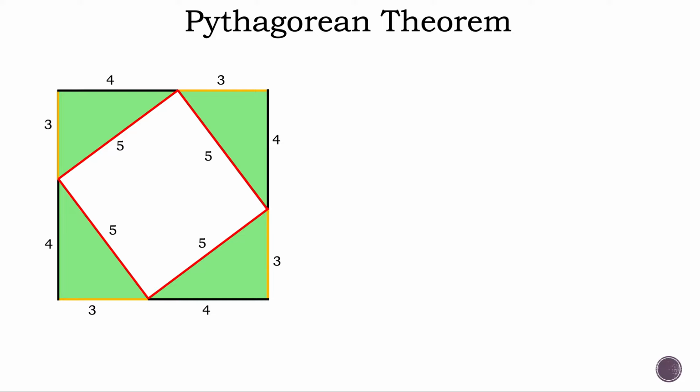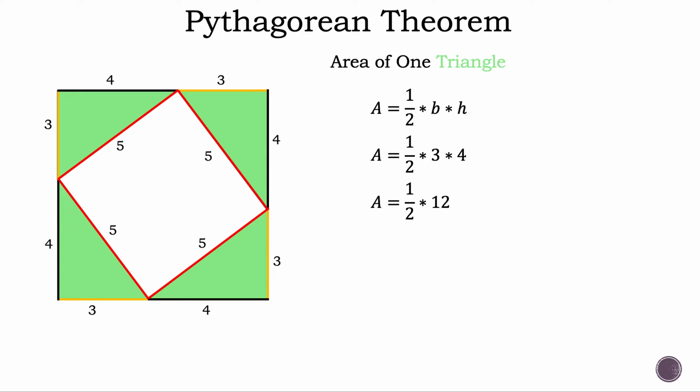shape inside. Let's start with finding the area of one triangle, and the formula to find the area of a triangle is 1/2 times base times height. And our base is 3 and our height is 4. Let's go ahead and substitute those in, and now we have area is equal to 1/2 times 3 times 4. Let's simplify the 3 times the 4, and the result of that is 12. And now we have area is equal to 1/2 times 12, and the result of that is 6. So the area of one triangle is 6 units squared.